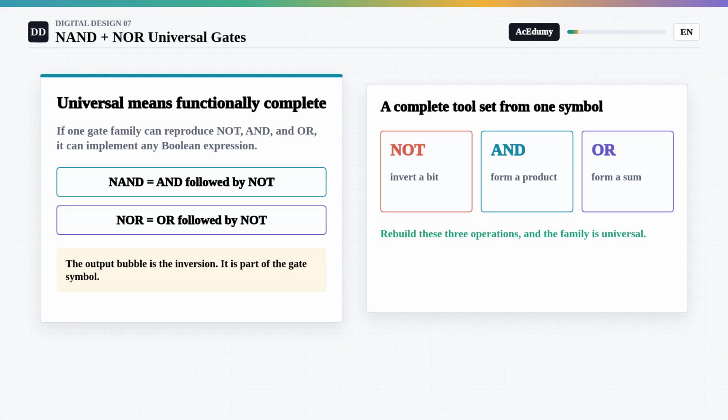NAND starts as AND and then inverts its output. NOR starts as OR and then inverts its output. In both symbols, the small circle at the output is the inversion bubble. It is an electrical operation, not decoration.